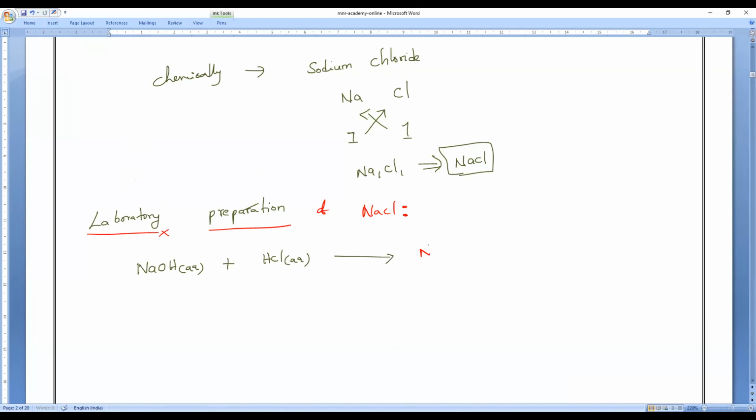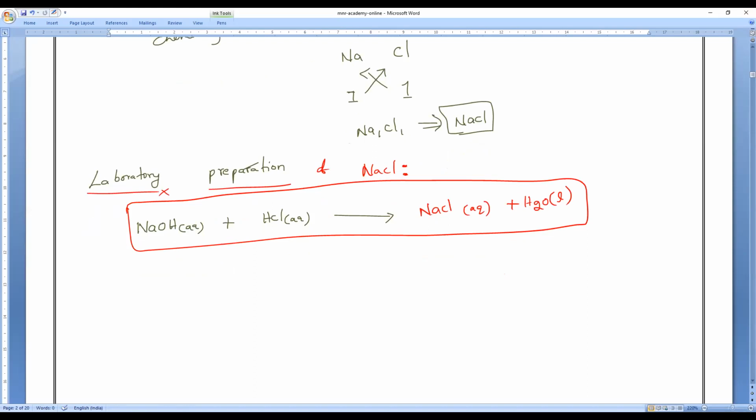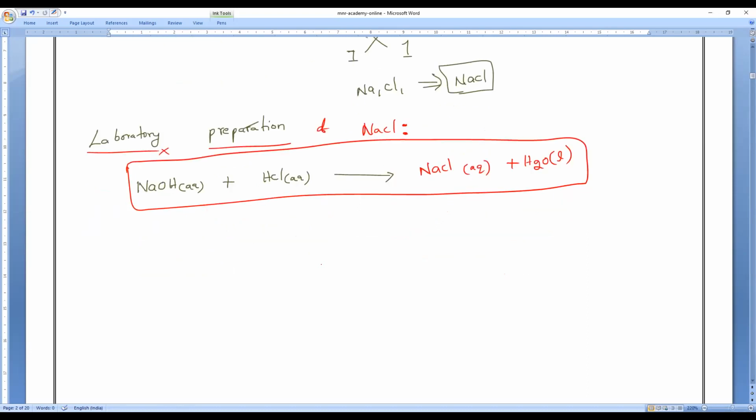What is the neutral salt we are obtaining? NaCl. Plus what else are we getting? Water. So this is the laboratory preparation of sodium chloride. This is what we very popularly know as the neutralization reaction. Am I correct or not, everyone? So this is the laboratory preparation.